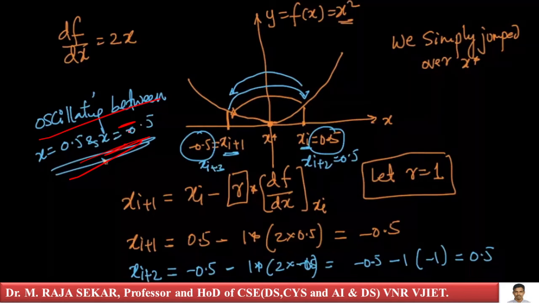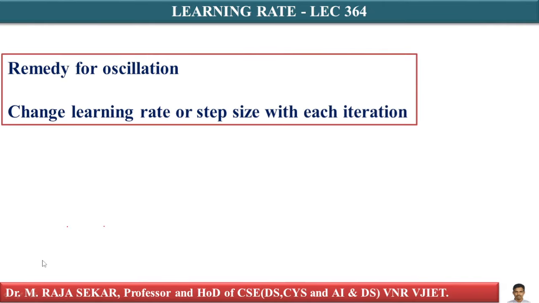Why is this happening? Because my r has been kept constant at a value of 1. If we write code simply, it oscillates between minus 0.5 and plus 0.5 and will never converge to x star, never eventually move to x star, which is a problem. And what is the remedy to this problem? We have to find some remedy for this particular problem. What is the remedy for oscillation?